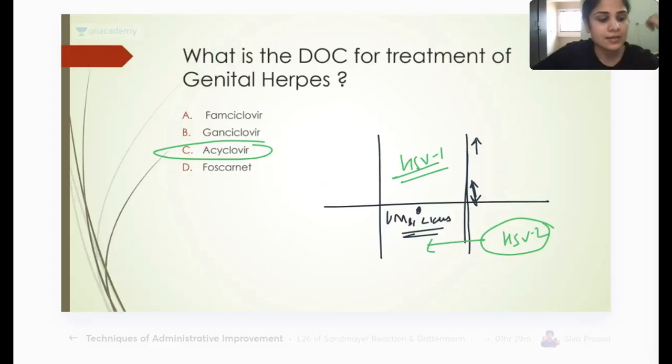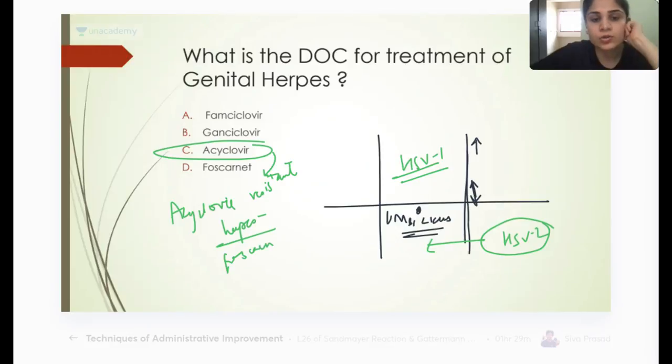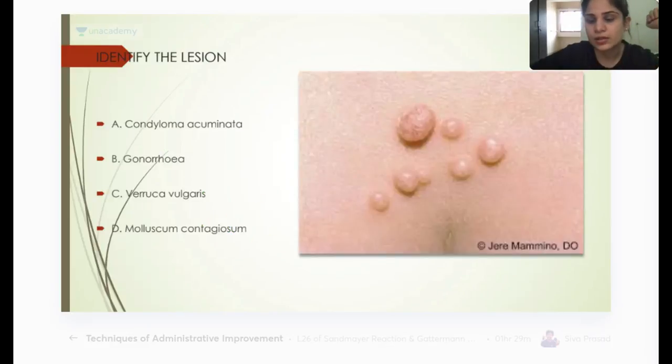If the patient is resistant to acyclovir, then what drug will you use? No, foscarnet is the treatment. So if he has acyclovir-resistant herpes, then you will give foscarnet. They will not ask you this much, mostly they will only ask about treatment of genital herpes.